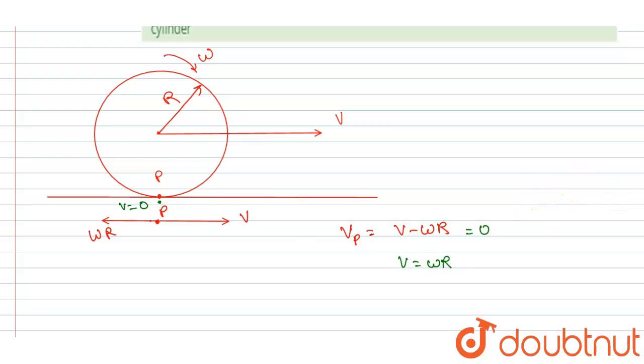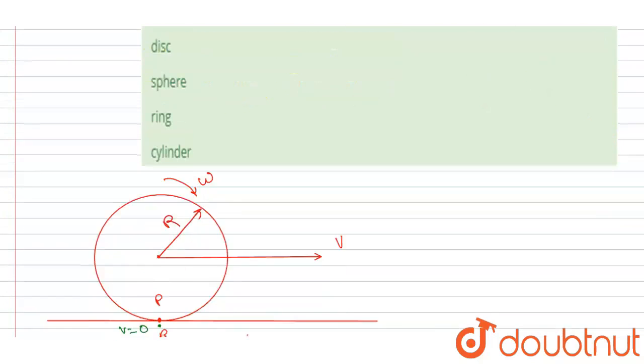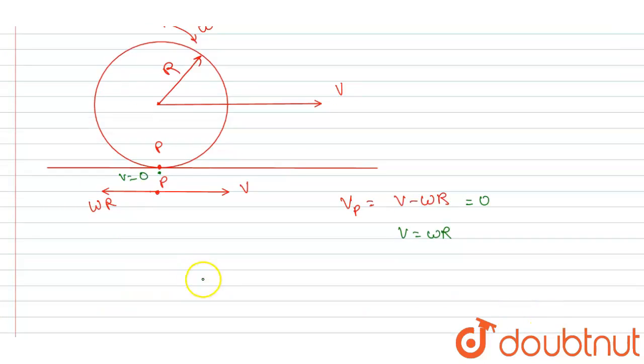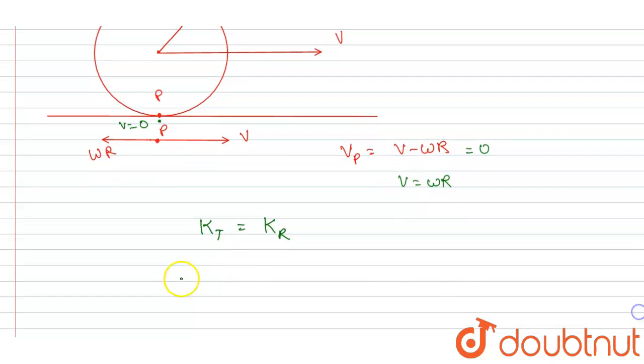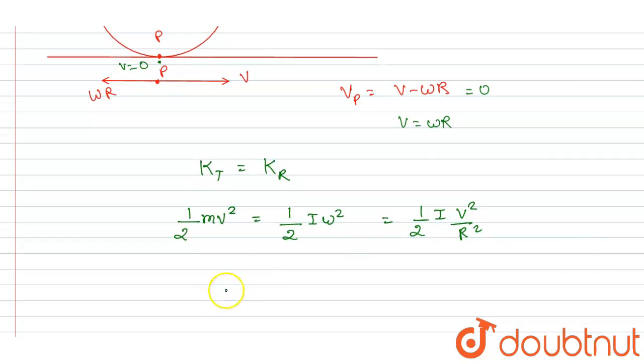Okay. Now it is given that translational kinetic energy and rotational kinetic energy are equal. So if I write down the term, translational is equal to the rotational kinetic energy, translational here is half mv square, rotational is half I omega square, right? Omega is equal to V by R. Put it here. So if you see, you got this mv square is equal to I by R square V square.